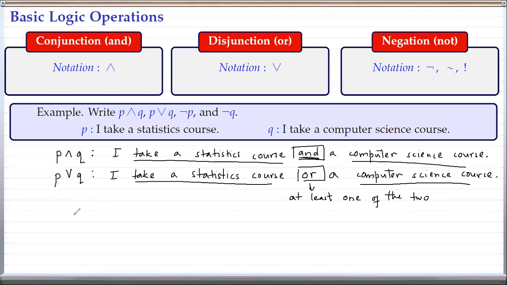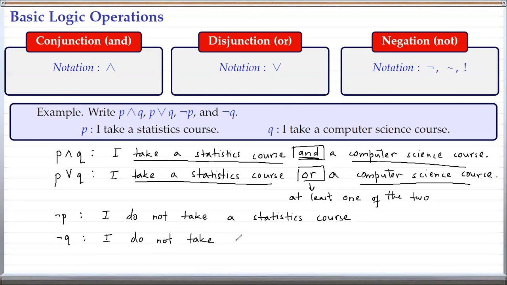Next, we have not P. So not P is the negation of P. Then that will look like: I do not take a statistics course. The next one is not Q. So not Q is the negation of Q. Q is I take a computer science course. So not Q will be: I do not take a computer science course.